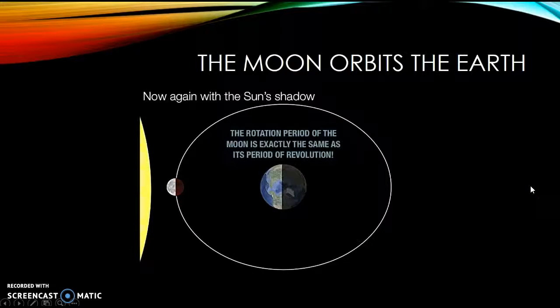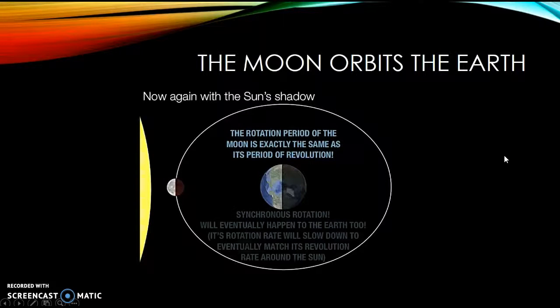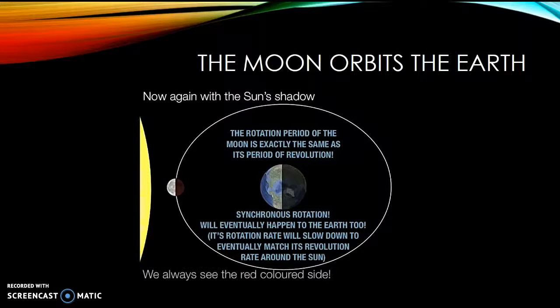Okay, now we're going to see it with the sun. Now, as you see with the sun, you're going to see the reason why we have phases of the moon. Only some of what we see is going to be lit up by the sun's energy as it goes around the Earth.